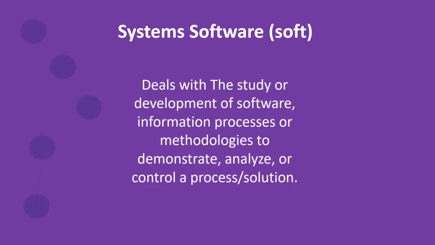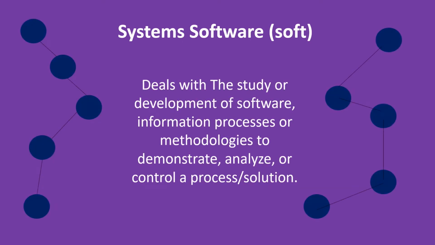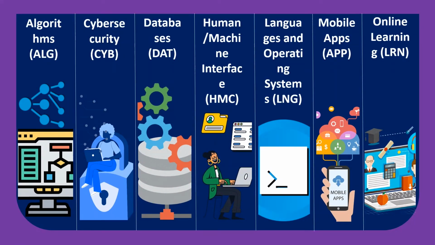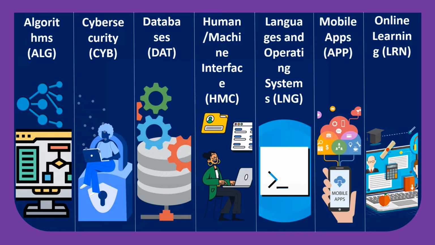For the system software or SOFT, the study or development of software, information processes, or methodologies to demonstrate, analyze, or control a process or solution. The first subcategory is algorithms, followed by cybersecurity, databases, human or machine interface, languages and operating systems, mobile apps, and online learning. Examples include studies involving hardware, network, software, host, or multimedia security.